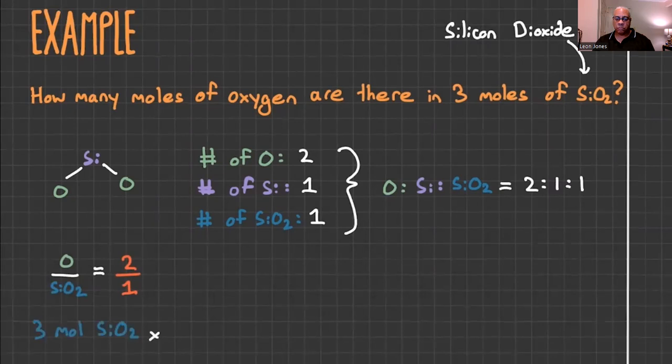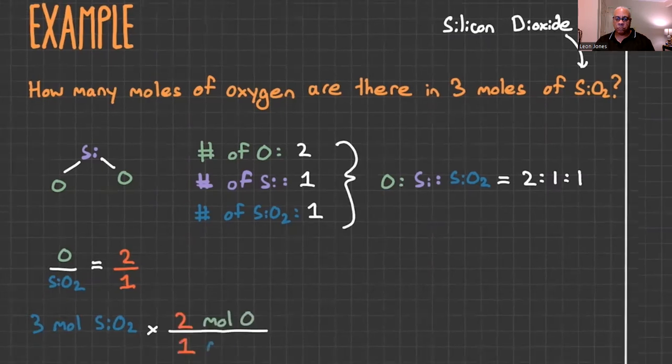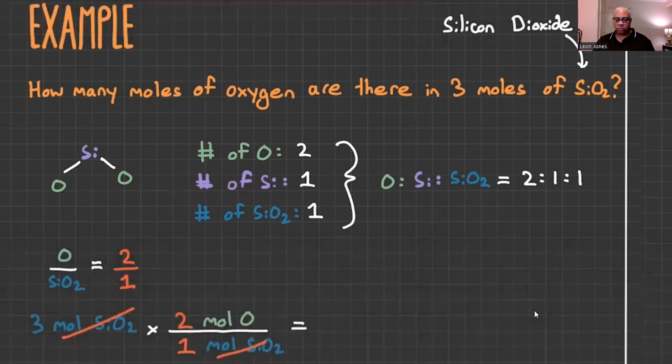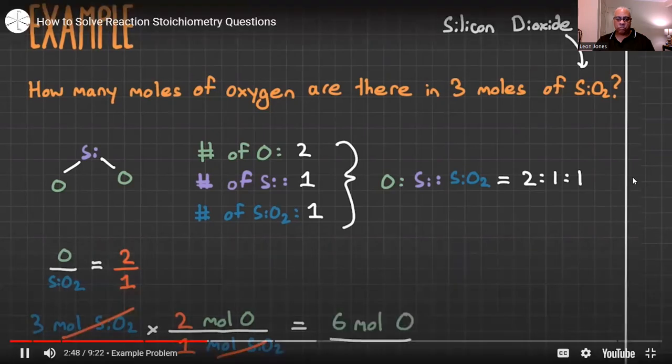So, we have our conversion factor now, and we can multiply. We have 3 moles of silicon dioxide, and know that there are 2 moles of oxygen per mole of silicon dioxide. So, our final answer will be 2 times 3, or 6 moles of oxygen total.